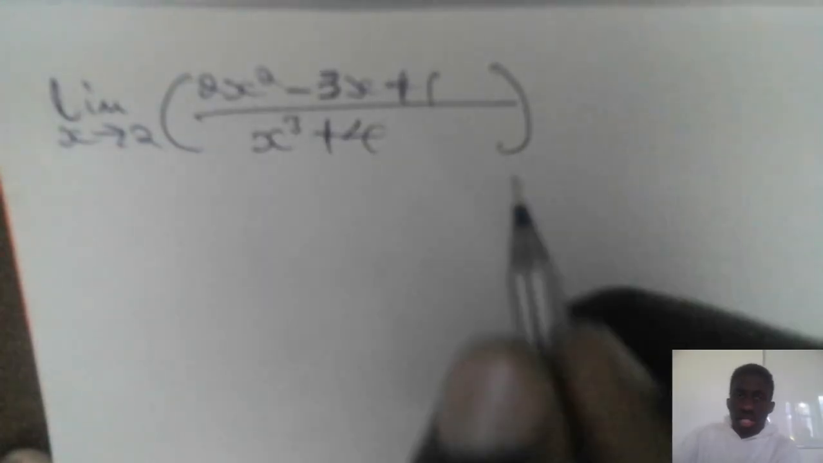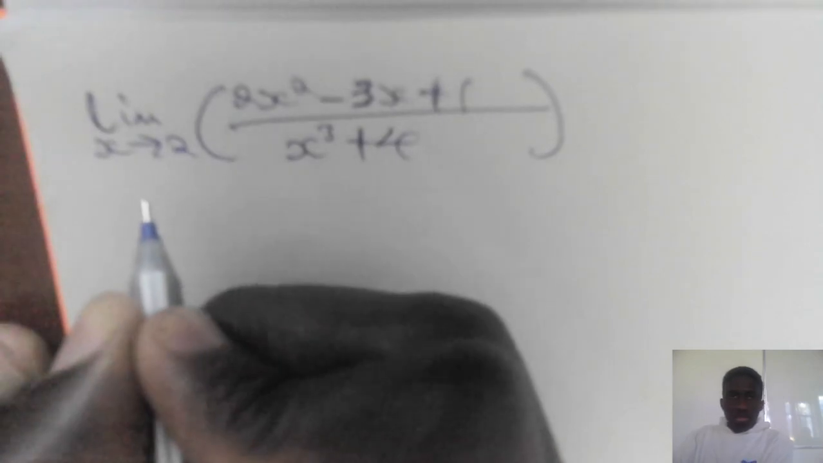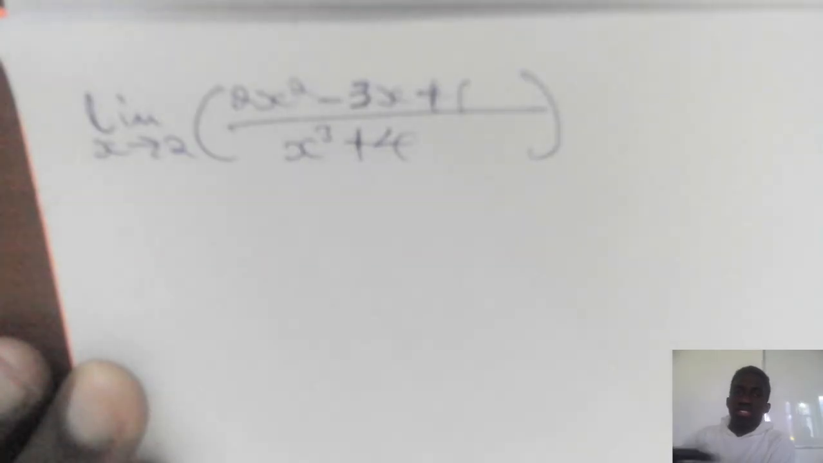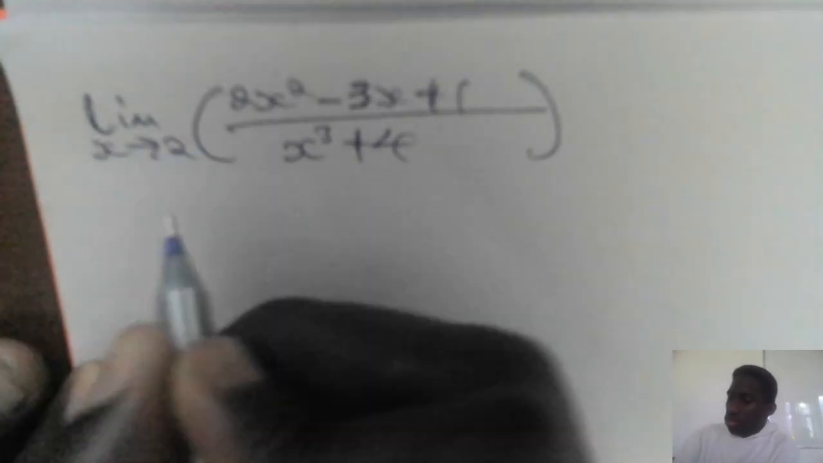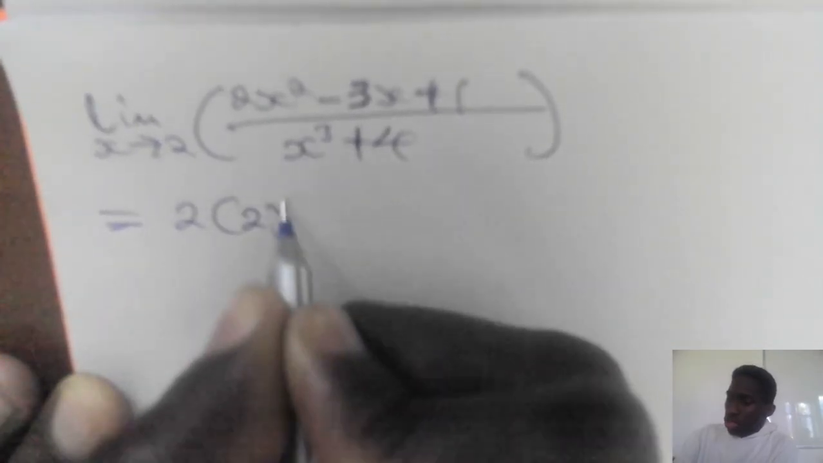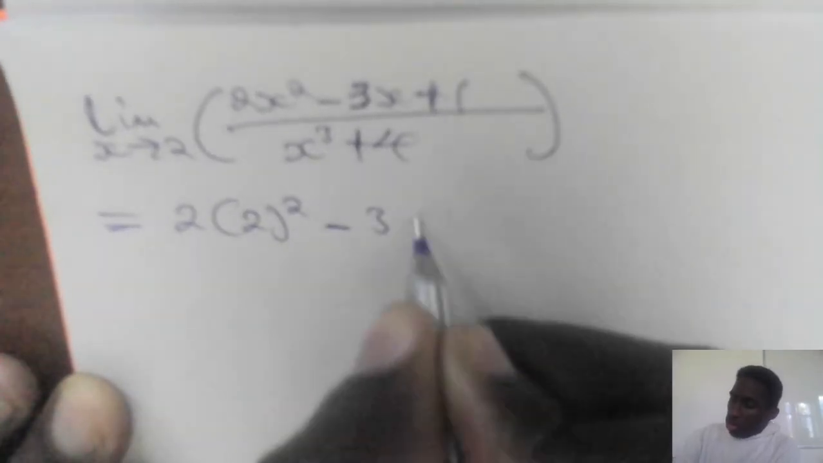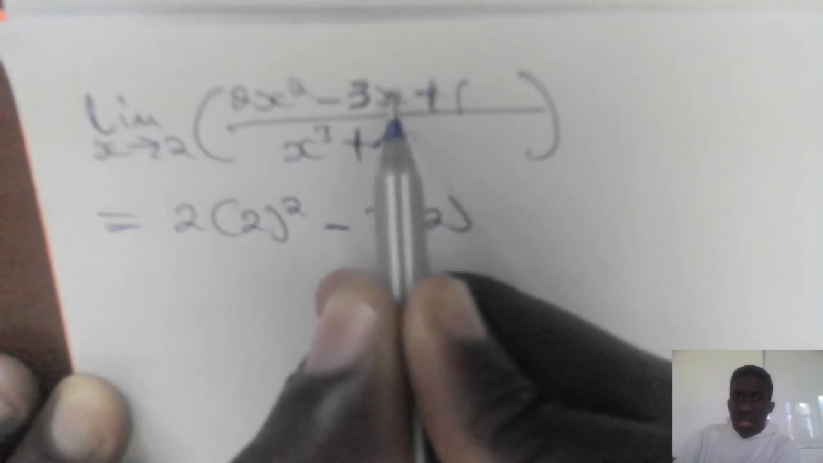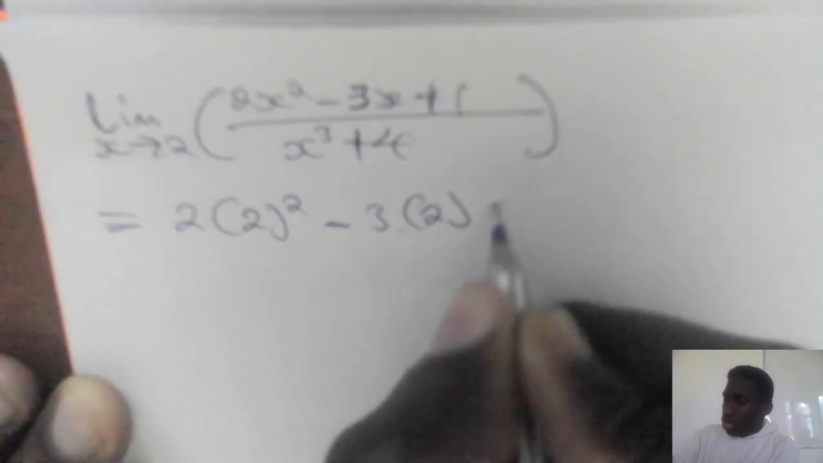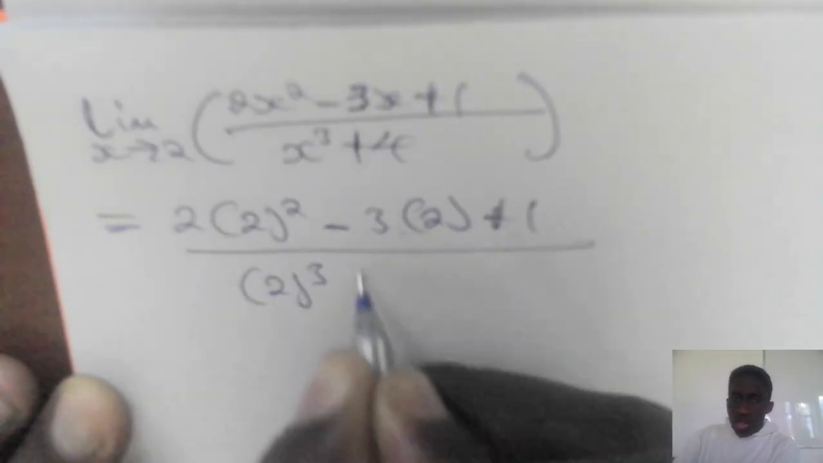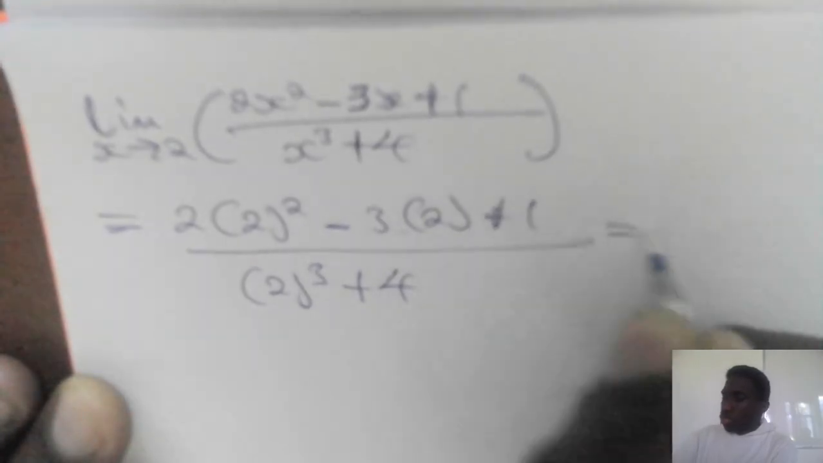So let's walk through it together. Now it's very simple. Wherever you see x, you just put in 2. It's a very easy way to evaluate the limit. So this is just equal to 2 into 2 all squared minus 3 into 2. Wherever there is an x, I'm replacing it with 2, plus 1, divided by 2 all cubed plus 4. So what do we get?